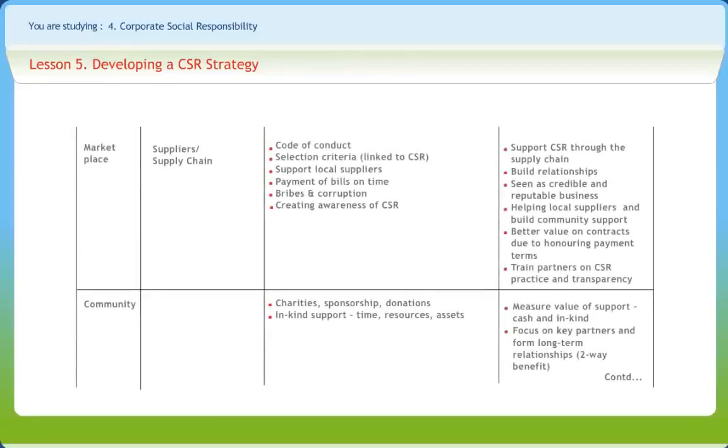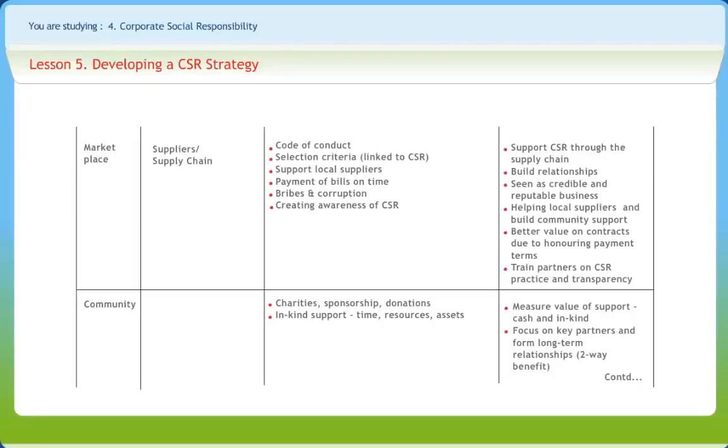CSR regarding marketplace also covers suppliers and supply chain in order to CSR through the supply chain, building relationships, be seen as credible and reputable business, help local suppliers and build community support, ensure better value on contracts due to honoring payment terms, and train partners on CSR practice and transparency.